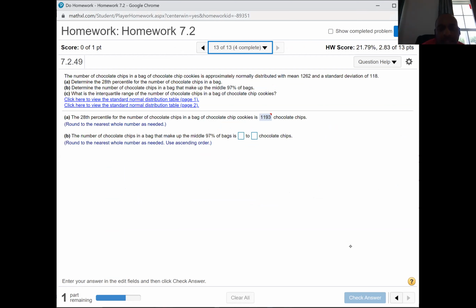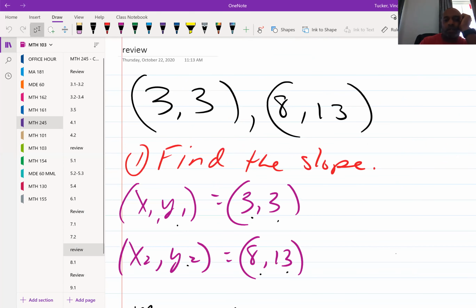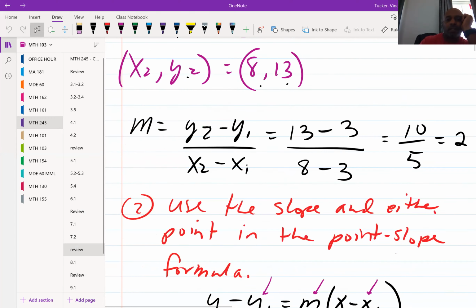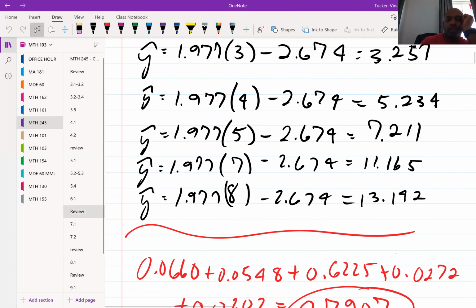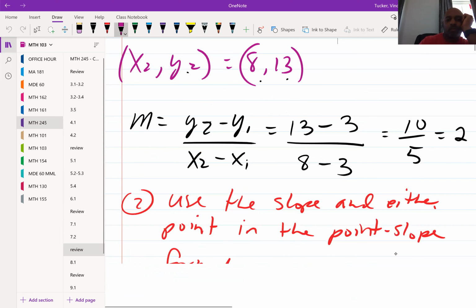All right. The number of chocolate chips in a bag that make up the middle 97% of the bags is blank to blank. So we need to convert. We need the actual data values for this instead of the z-scores. That goes back to, I don't know if I talked to you about this. Let me see if I got this in the notes already, instead of writing it down. That's not the right one. Nope. That's interesting.